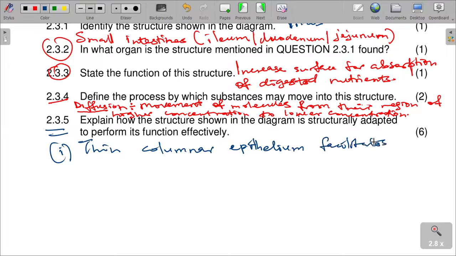It facilitates its diffusion of nutrients. Easy diffusion, like we said, the movement of nutrients from higher concentration to lower concentration is diffusion of nutrients.